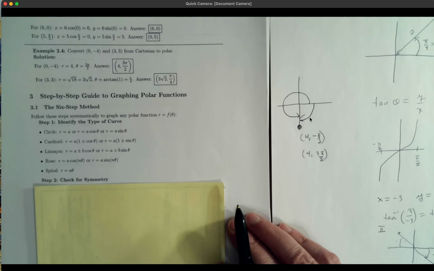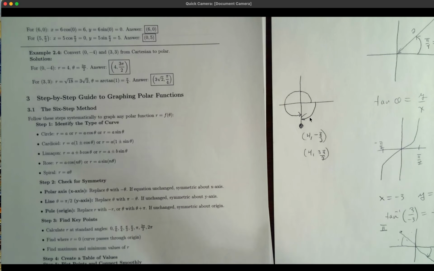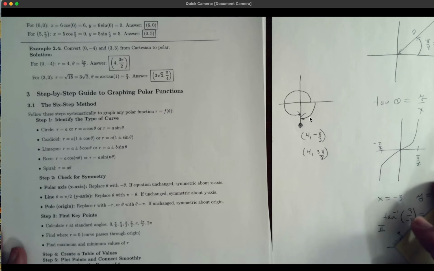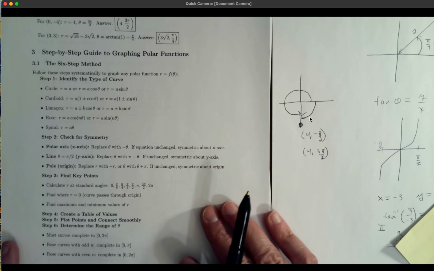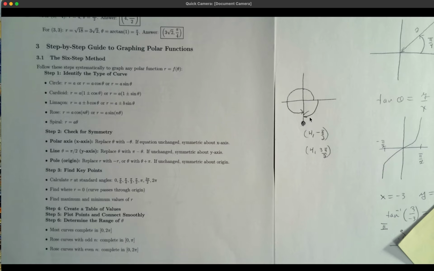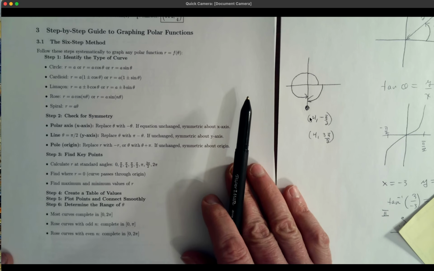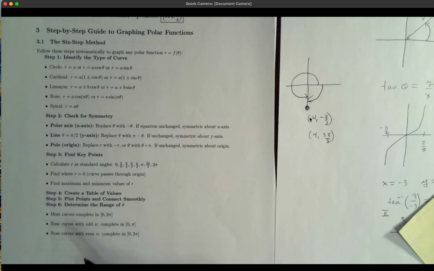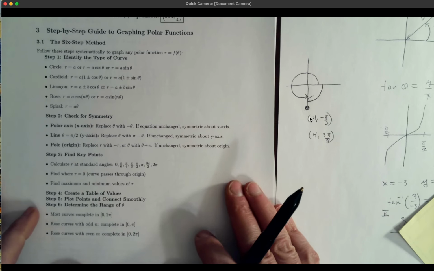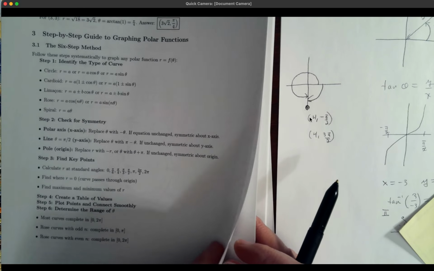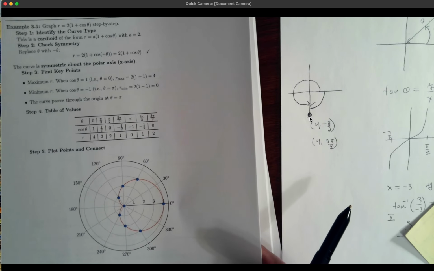All right. The next thing we're going to look at, and this is a bit more complicated, is how to graph a polar function. There are some useful guidelines here on page 3, and I think it's best if we start with an example and then come back to this, maybe more as a reference. So let's skip the page and look at our first example.